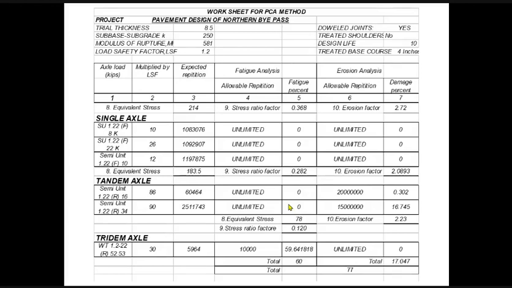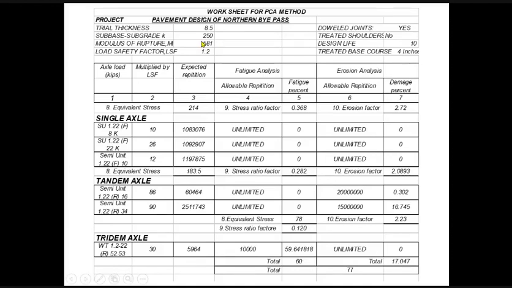We started with 8.5 inches, as I showed you, though this may be 8. Then we have the subgrade and subbase. Because we have provided a treated base of 4 inches, it becomes 250. The modulus of rupture, as you know, depends on 7.5 square root of f'c. If you consider, say, 6,000 psi, and take the square root and multiply by 7.5, you will get around this value.